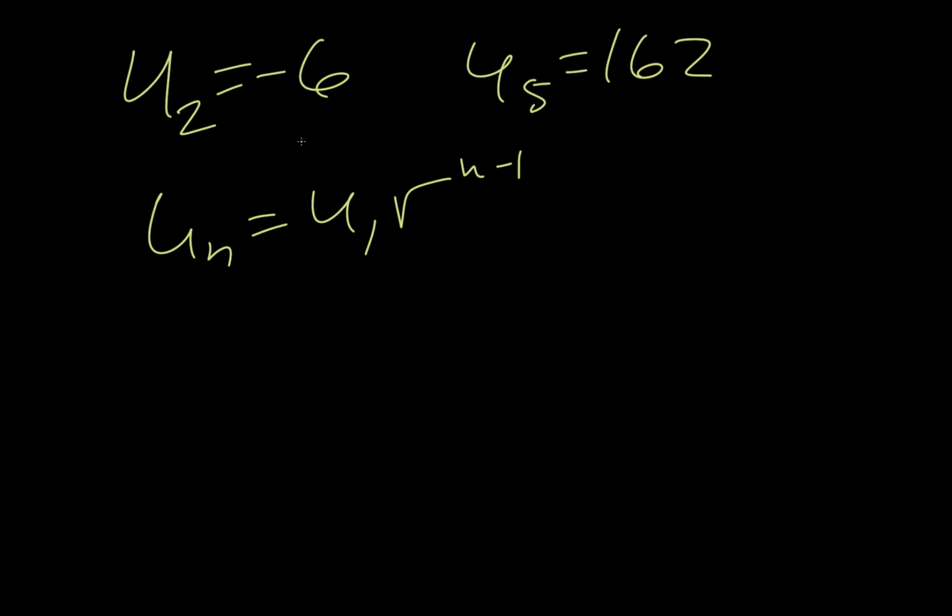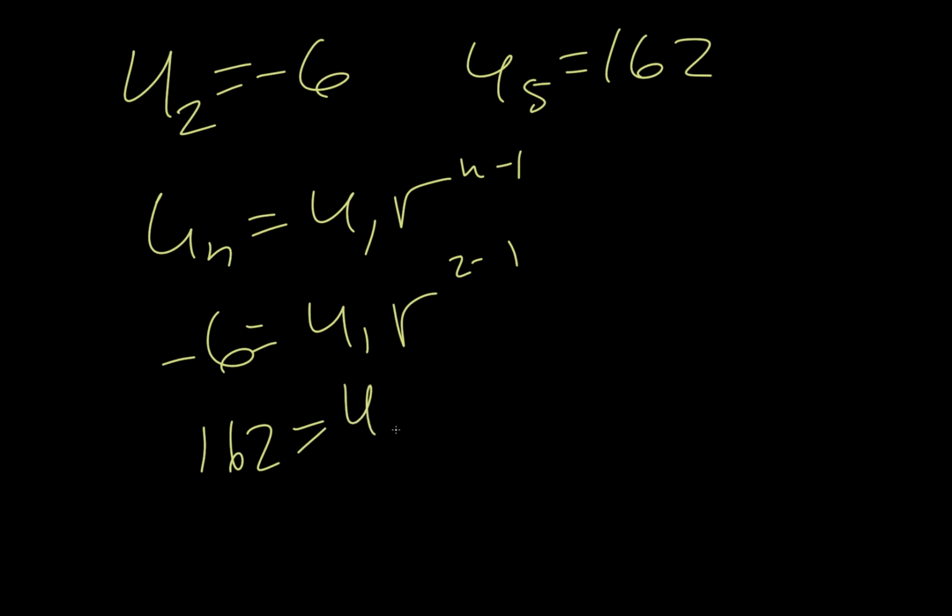All right. So once again, this is similar. We did a similar problem when we were talking about arithmetic sequences. So we're just going to set up like u_2 equals u_1 r, and then we know our n is 2 for this one, so 2 minus 1. But instead of writing u_2, we will write the value for u_2, which was negative 6. Do the same thing here. We're going to write 162. We don't know u_1, we don't know r, but we know that our n is 5, so 5 minus 1.